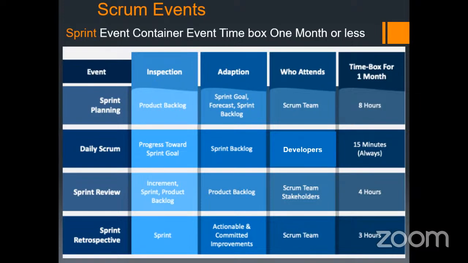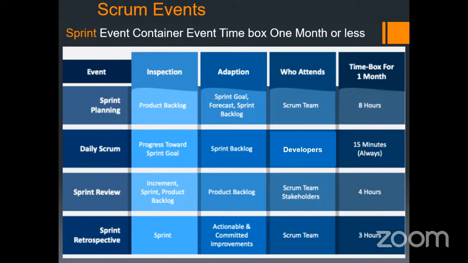Then who attends the sprint planning? Sprint planning is an event and it will be attended by all team members: the product owner, the Scrum Master, as well as the developers. And the time box for sprint planning is 8 hours, if the sprint is 1 month. A sprint is always 1 month or less. Daily Scrum is for 15 minutes. This is also called a stand-up call.